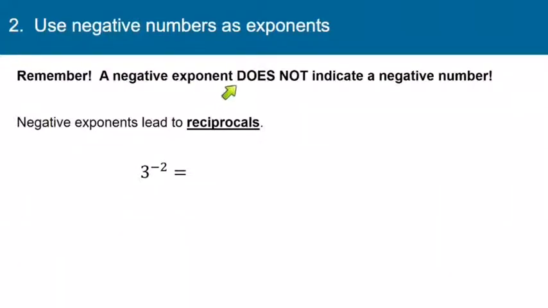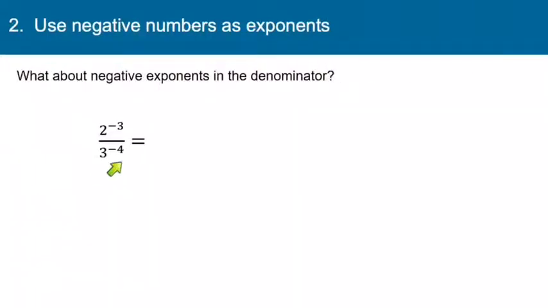Now, sometimes students get confused and they think that a negative exponent means the number turns negative. But a negative exponent does not indicate a negative number at all. Negative exponents lead to reciprocals. So multiplying by a negative, yes, will give you a negative. But using a negative exponent will not change the sign of your number. So 3 to the negative 2 is like 1 over 3 to the positive 2, which is 1 over 9, and that number is still positive. So just the fact that we used a negative exponent does not mean that we ended up with a negative answer.